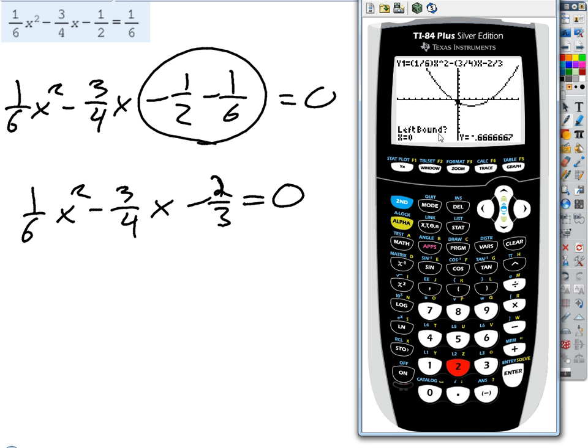If I want to find this one, it wants a left boundary, so I'll just trace over to the left of the x-intercept. Like right there, for example, right? It wants a right boundary, so I trace over to the right, hit enter, and then it wants a guess, so I just go somewhere in the middle, and there it is. Okay, it gives me back the decimal answer. I can do that for both.